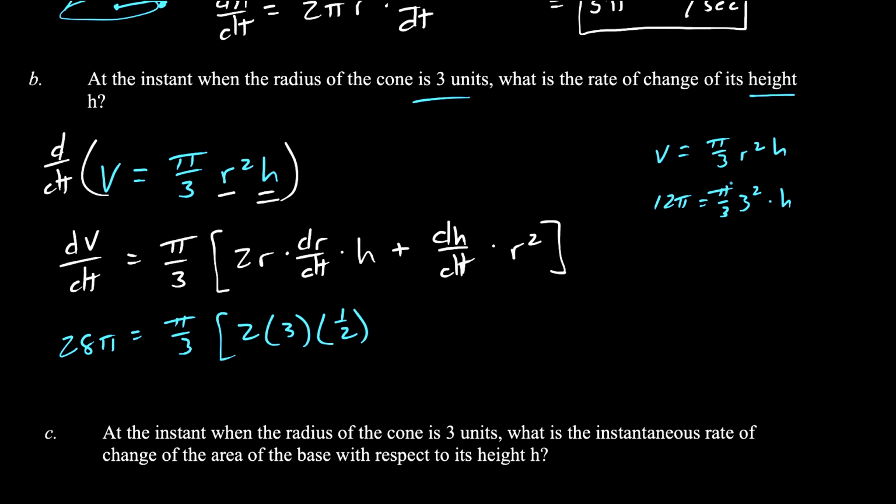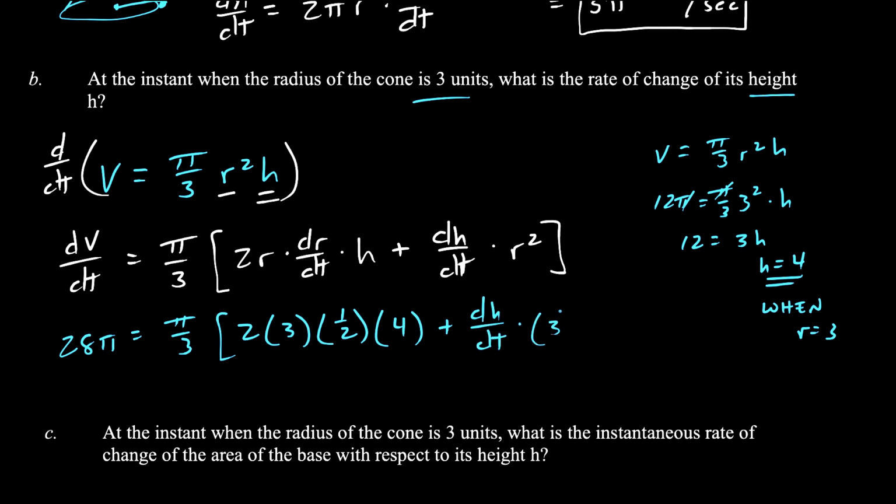And solving for that, we can cancel the pi's. We have 3 squared divided by 3, so we have 12 equals 3h. So that means at this time, h equals 4 when the radius is 3. So all for the same instant. So now we can go ahead and put 4 plus dh/dt times our radius squared. So we'll just go ahead and write 3 squared. Now we just have to solve for this.